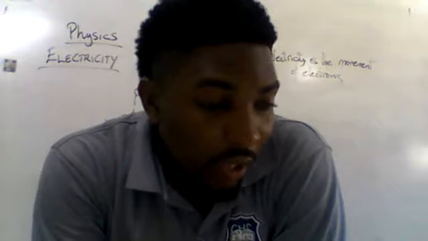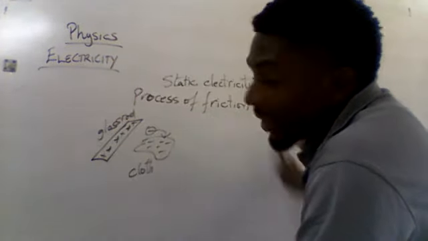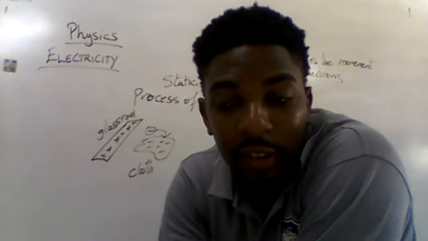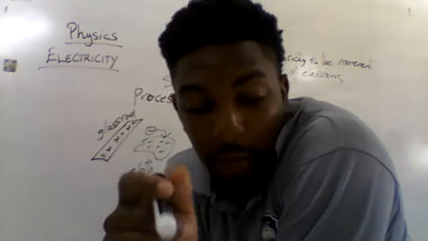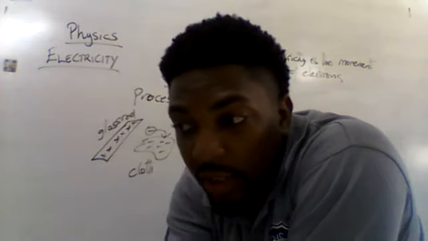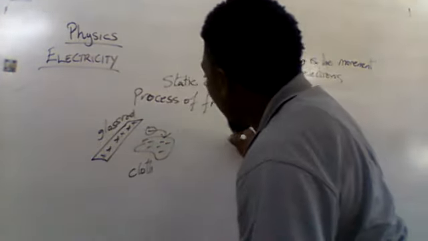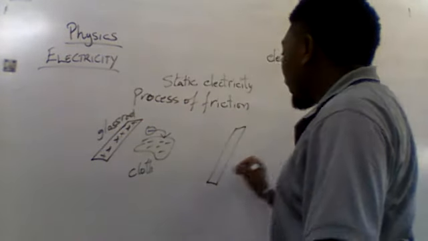Now, we said that static electricity can occur due to the process of friction, or charging by friction. So we have a glass rod that can become positively charged by rubbing a negatively charged cloth over it. Also, in this case, we could have a polythene rod. Suppose we have a neutral polythene rod.